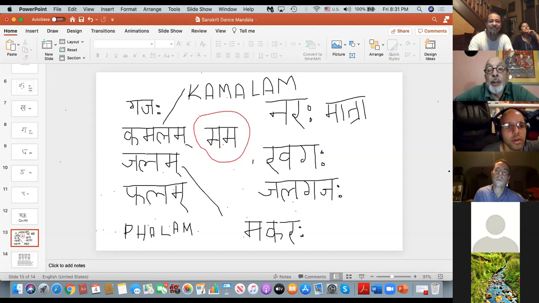And using asti, like etat kamalam asti, esha asti gajaha. By the way, the Sanskrit verb asti can go anywhere in the sentence, not at the beginning, but in the middle of the sentence, anywhere. Esha asti gajaha is correct. Esha gajaha asti is also correct.